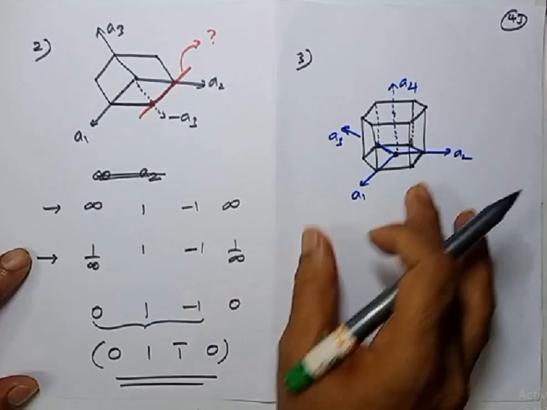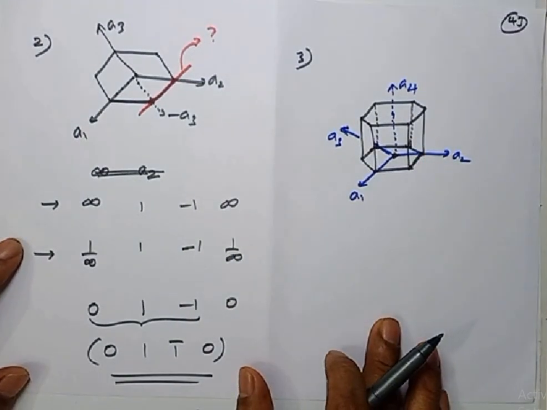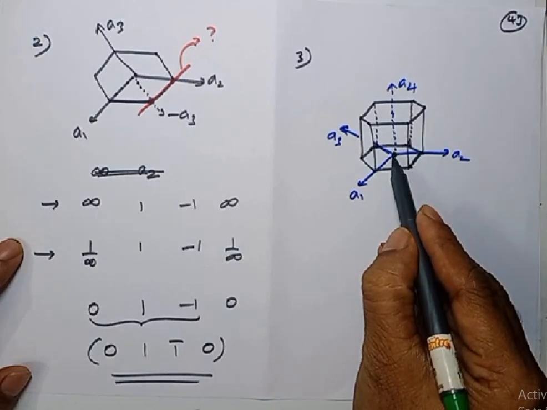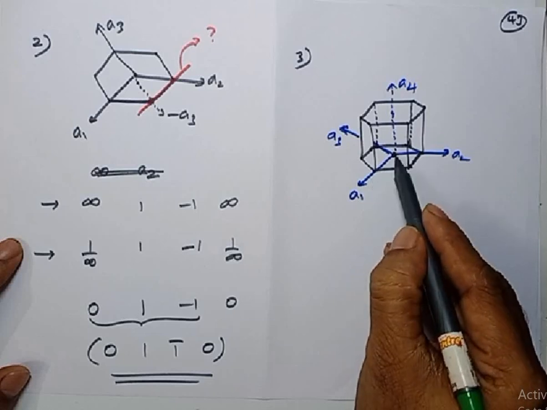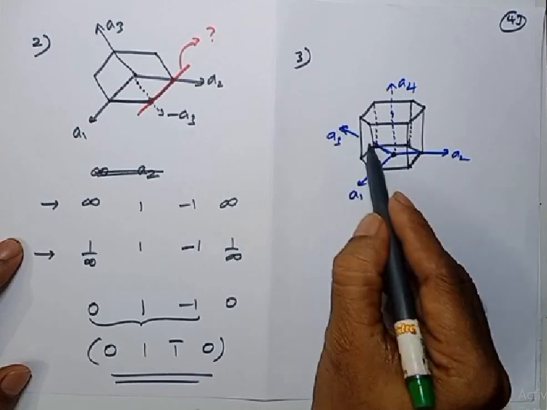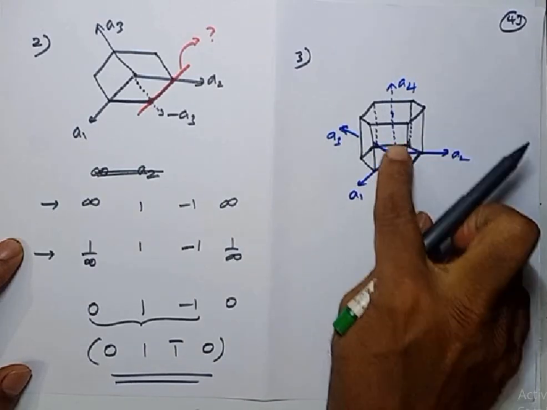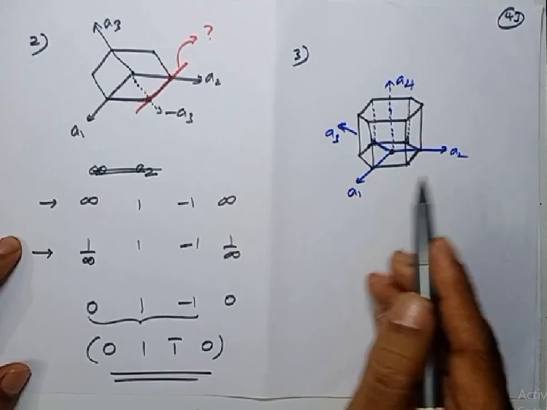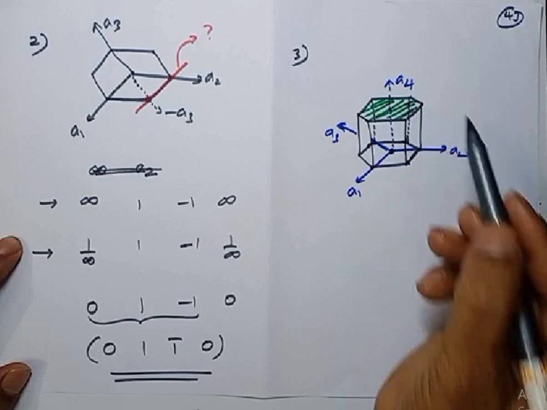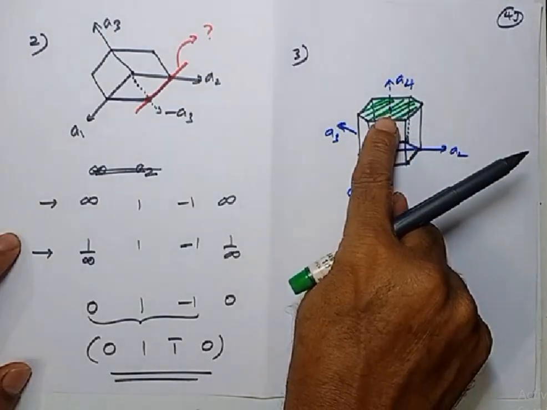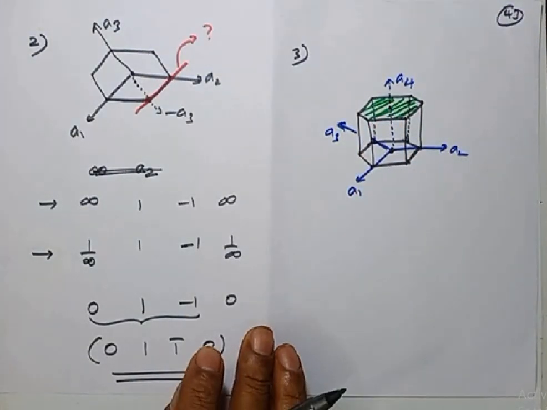So I have taken the simple hexagonal unit cell where I have fixed the axes here. This is my origin. This is axis A1, this is axis A2, and this is axis A3. A4 is perpendicular to this basal plane. Now I'll give this plane. What is the Miller-Bravais indices for this plane? How to find out?